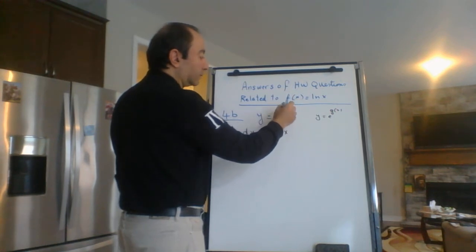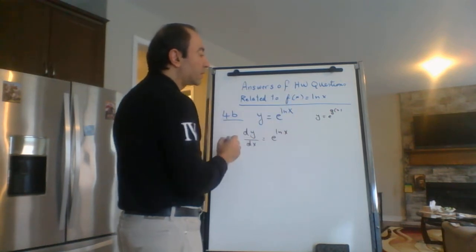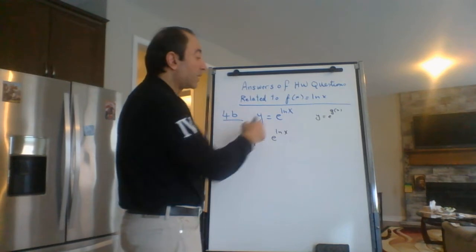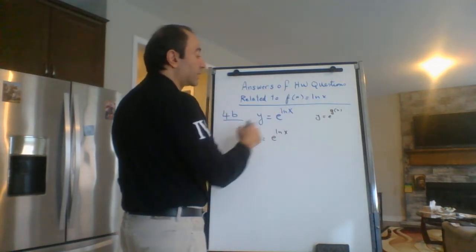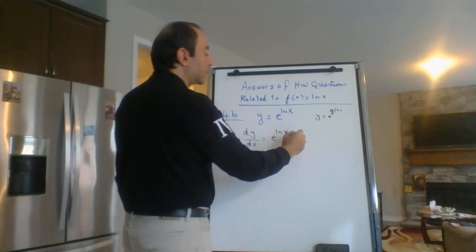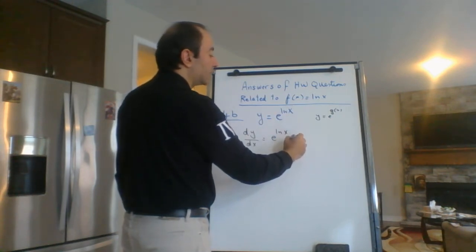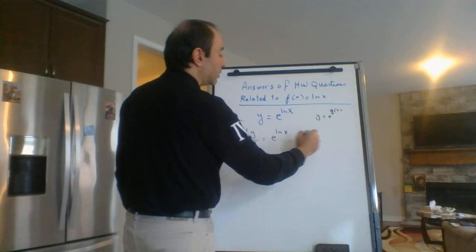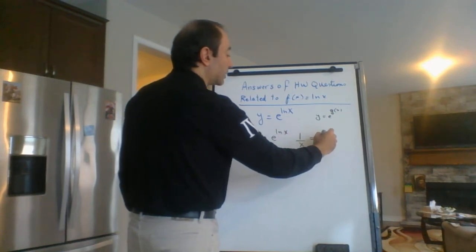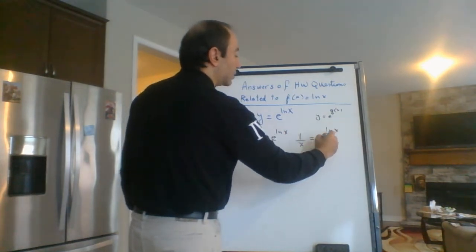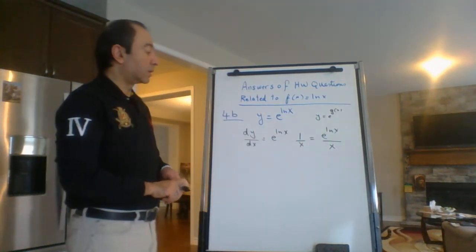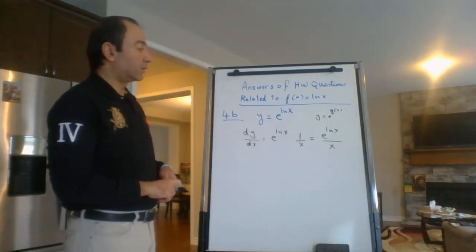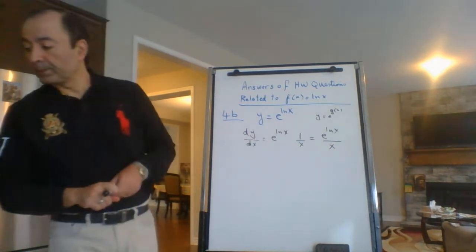The exponent here, ln x, is a function itself, so I have to find the derivative of g of x. The derivative of ln x, as we learned yesterday, is 1 over x. Then we multiply together, so e to the power of ln x over x. Okay, this is the derivative for number 4.